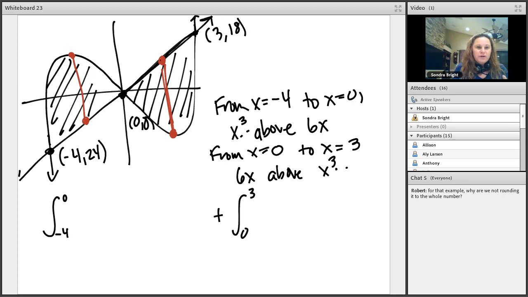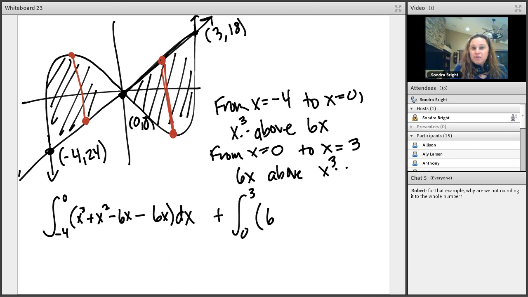Now from -4 to 0, your cubic function's above, so we're going to use the x cubed, what was it? It was x cubed plus x squared minus 6x. That was the first function. And then subtract from it the straight line. And then on the second integral, it'll be the straight line, and then subtract from it. Now remember, you're subtracting that whole thing, so I'm just going to add parentheses in there. And that is x cubed plus x squared minus 6x.